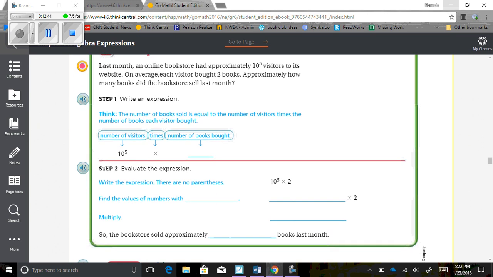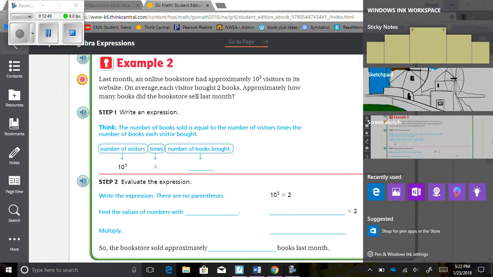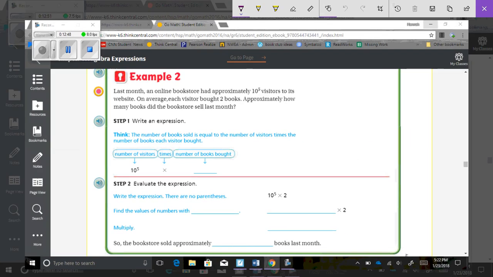Example 2. Last month, an online bookstore had approximately 10 to the 5th power visitors to its website. On average, each visitor bought 2 books. Approximately how many books did the bookstore sell last month?